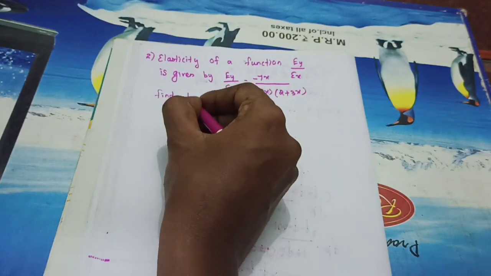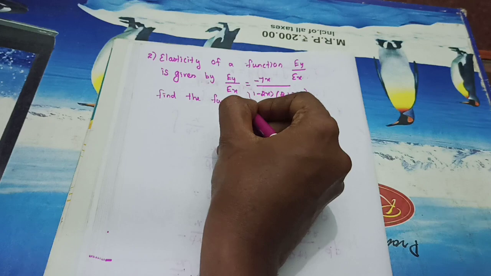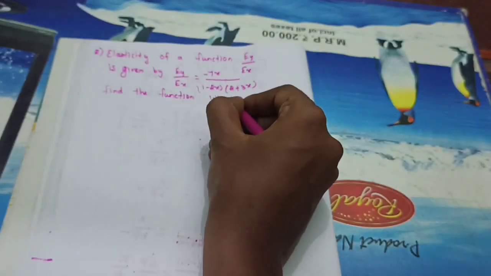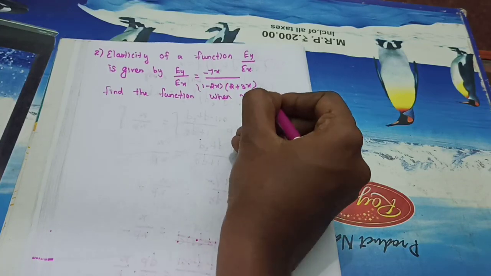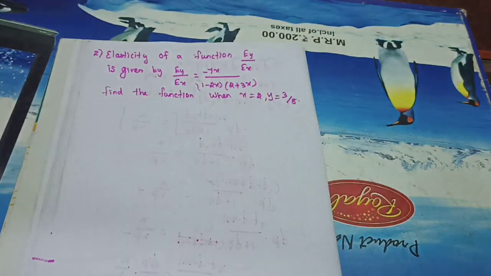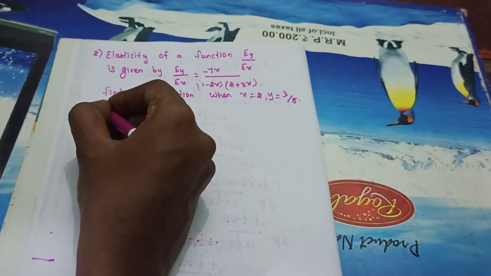Find the function when x equal to 2, y equal to 3 by 8. Okay, so it's very easy. So Ey by Ex, the value is given. We need to find the function when x is equal to 2 and y equal to 3 by 8. Okay. So solution.